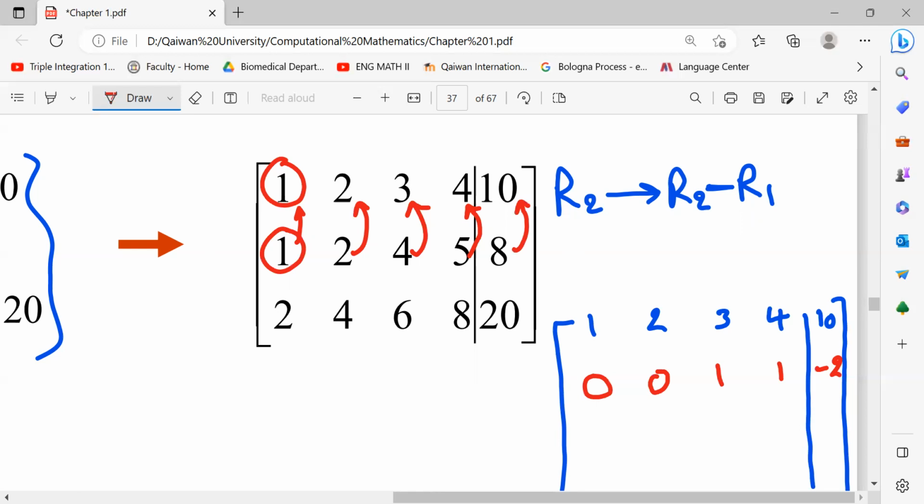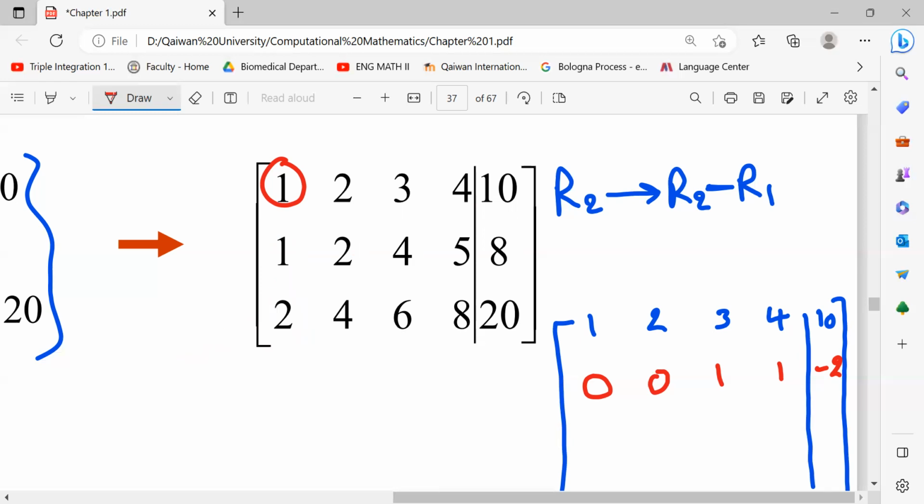Can we do some operations on row 3 at the same step? Yes. We change this to 0 also. Be careful. You cannot do two operations on the same row at the same step. Here, we cannot do another operation on row 2. Don't do that. But as you see, we applied an operation on row 2, and you can also apply an operation on row 3. What should we do in row 3? We need to change this to 0.